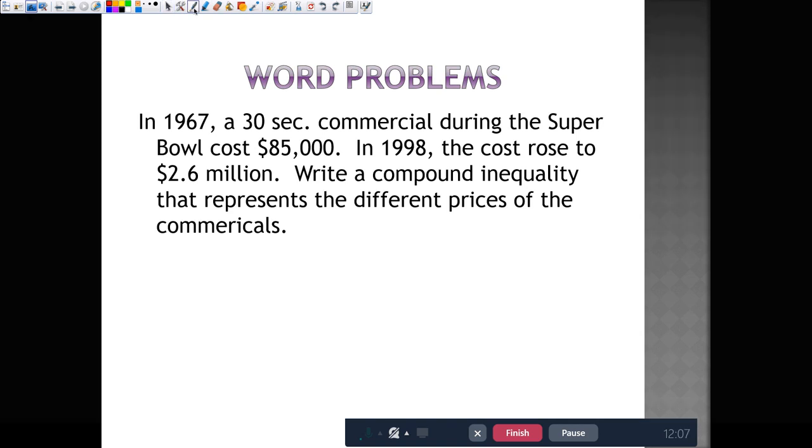So my x has to be greater than or equal to my lowest amount, which was $85,000, but less than or equal to our largest amount, $2.6 million. And that's it. It's already solved.